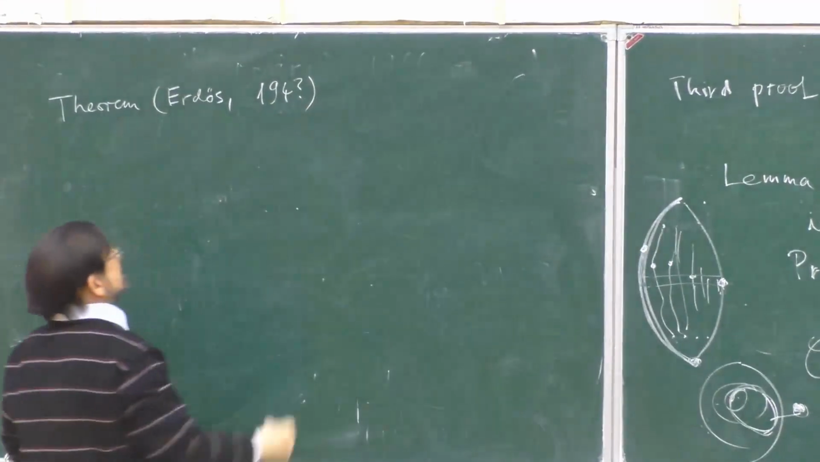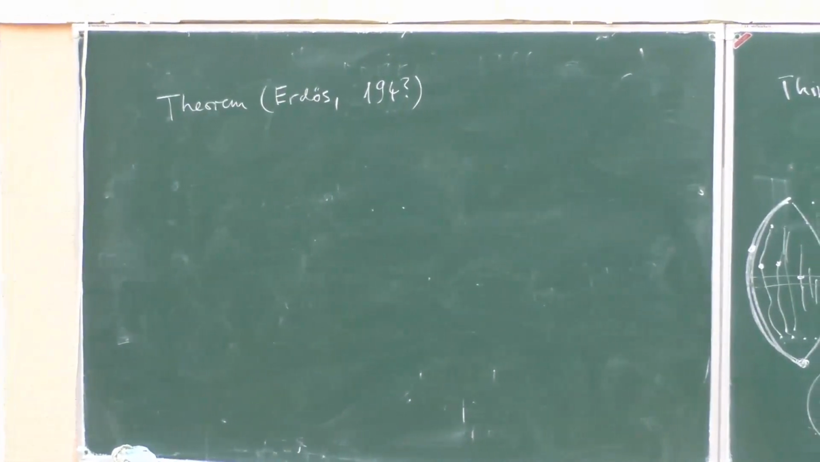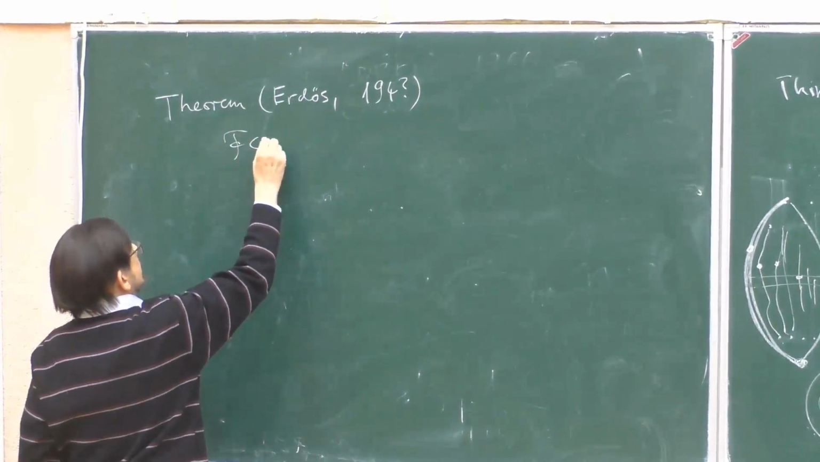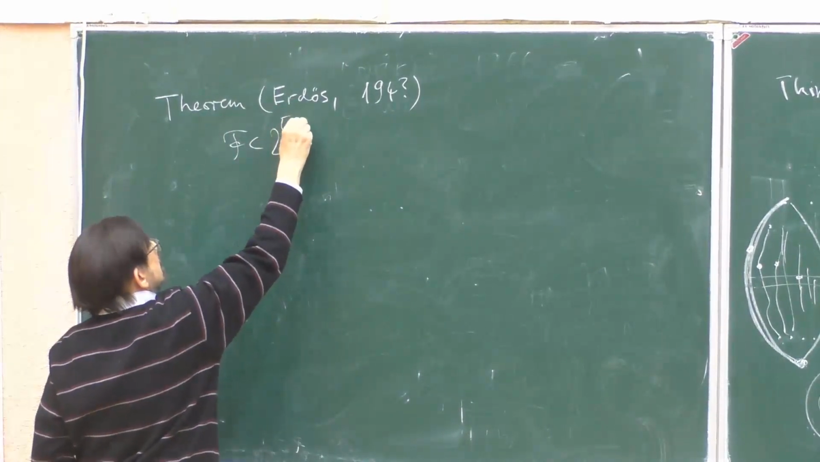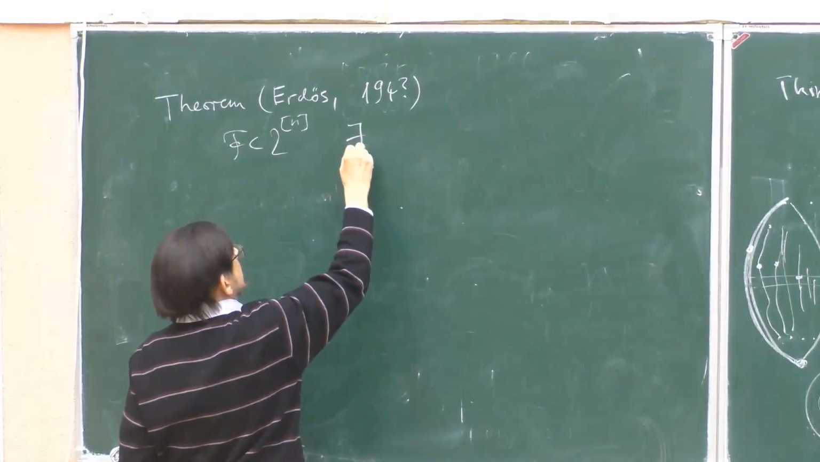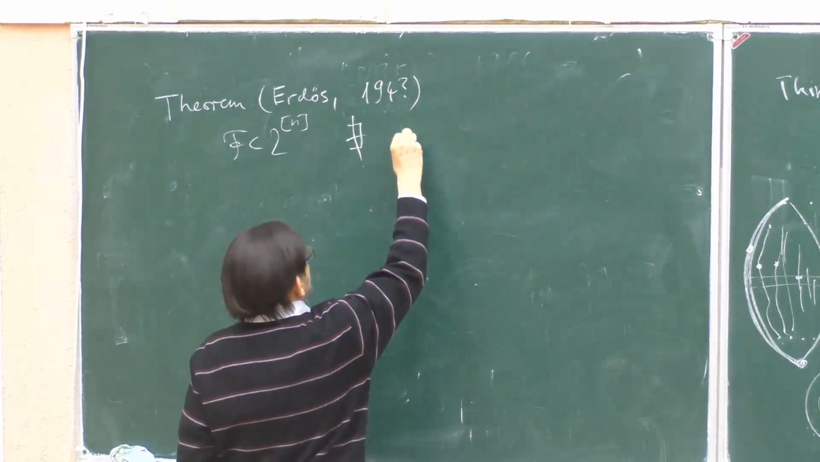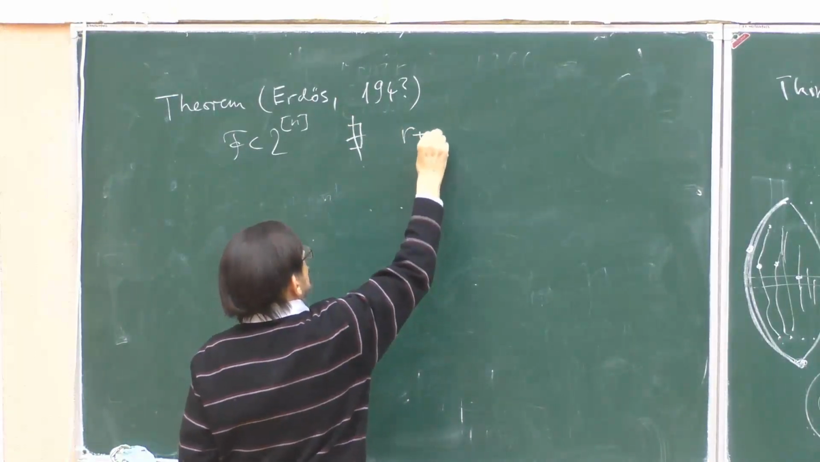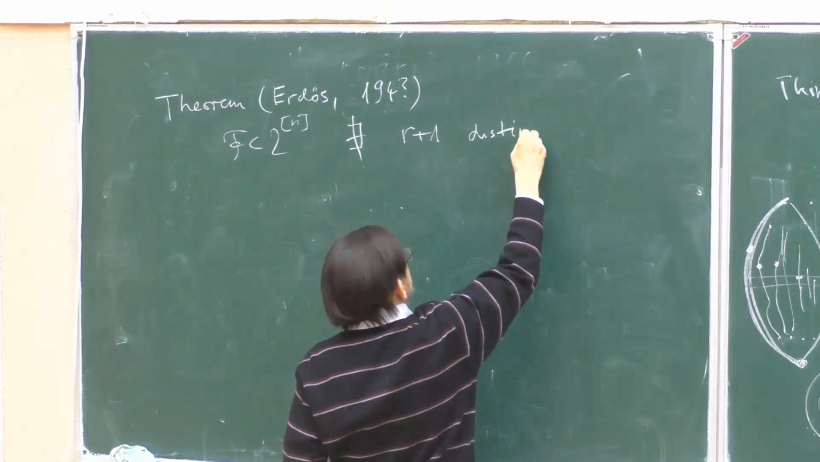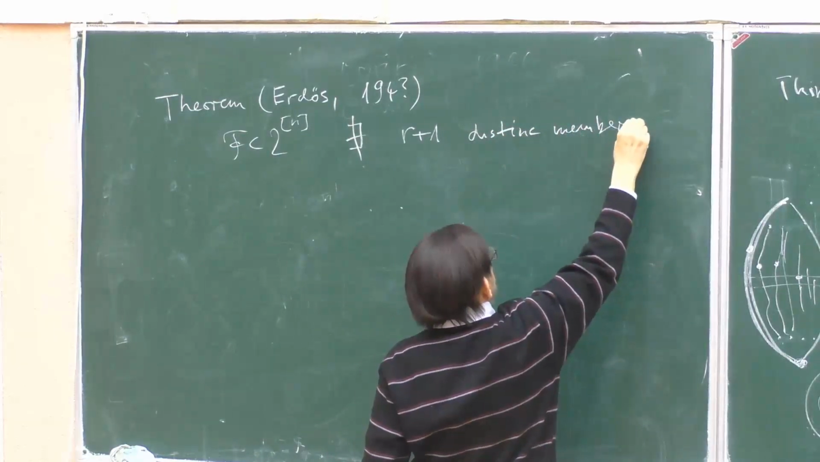I don't remember the exact year, but in the 1940s. So F is a family again, but there are no R plus 1 distinct members.